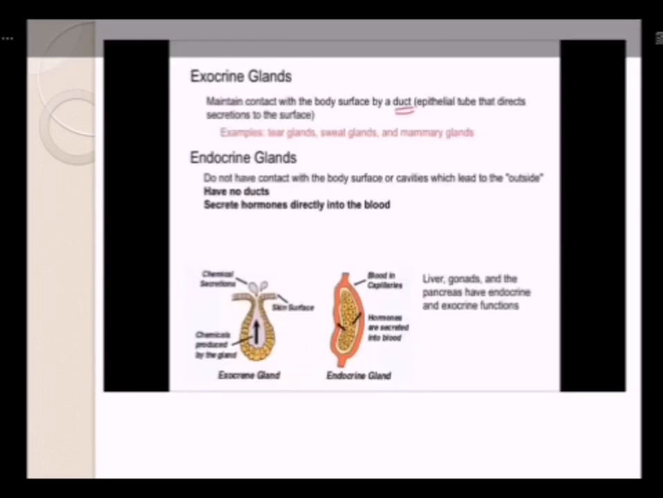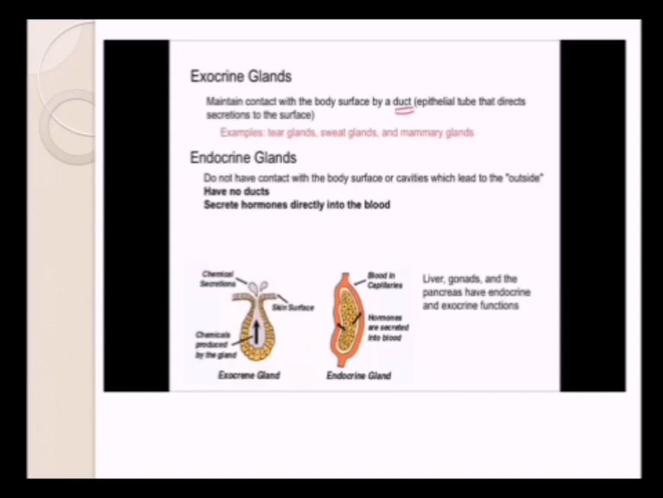But before we start with the first document, which is document A, let's revise important terms. I'll start first with exocrine and endocrine glands. What are exocrine glands? Exocrine glands are glands that secrete juices, and those glands maintain contact with the body surface by a duct or an epithelial tube that directs secretions to the surface. So their secretions are not released into the bloodstream.